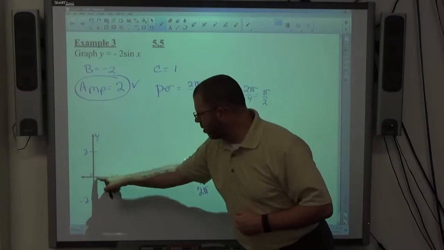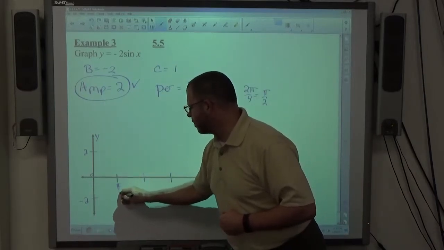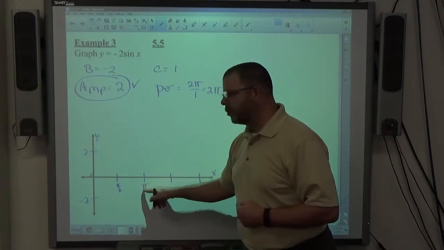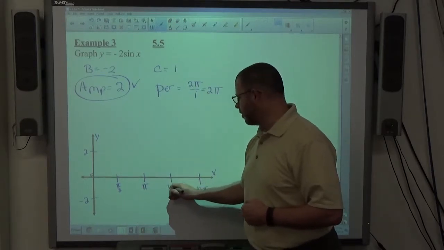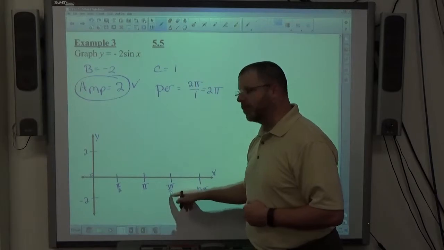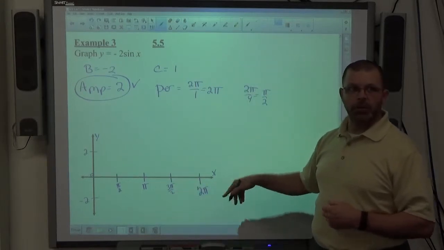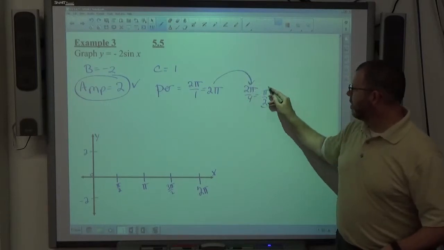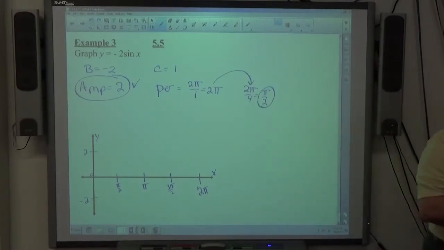So 0 plus pi over 2 is pi over 2. Pi over 2 plus pi over 2 is 2 pi over 2, better known as pi. 2 pi over 2 plus pi over 2 is 3 pi over 2. 3 pi over 2 plus 2 pi over 2 is 4 pi over 2, better known as 2 pi. So again, if you just take whatever the period is and divide it by 4, that's the amount we're stepping up by on each dash on the x-axis.